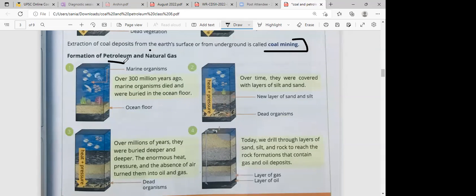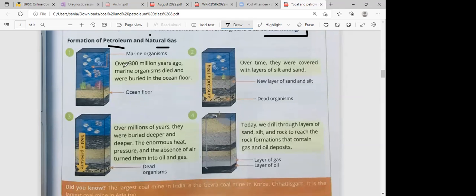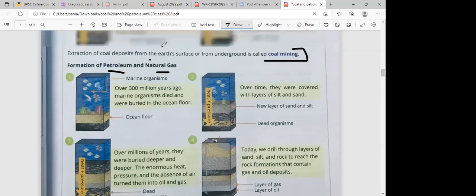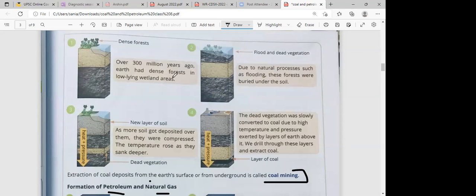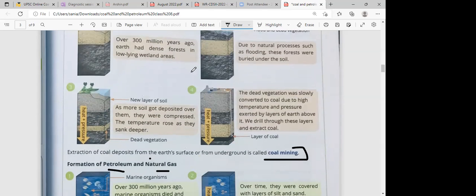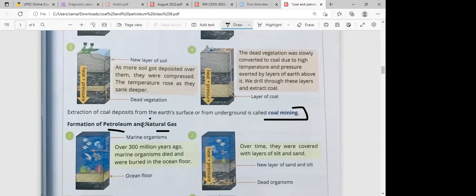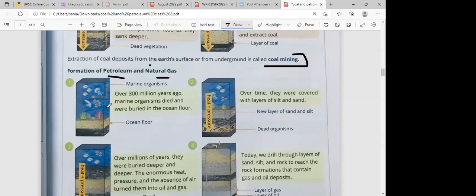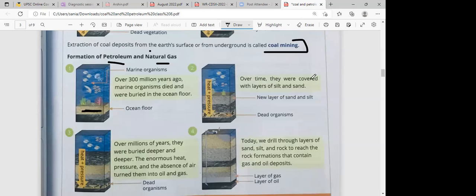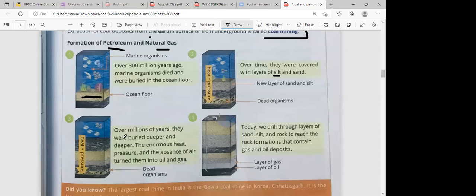Now, formation of petroleum and natural gas. Over 300 million years ago, marine organisms died and were buried in the ocean floor. We were not talking about any aquatic life before, only the terrestrial land. But here we are going to talk about marine life. The organisms die and are buried in the ocean floor, and over time they were covered with a layer of silt and sand.